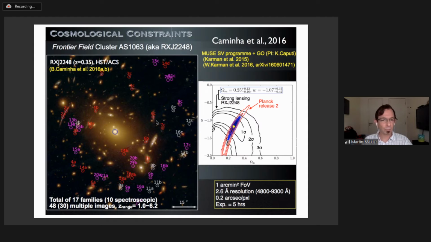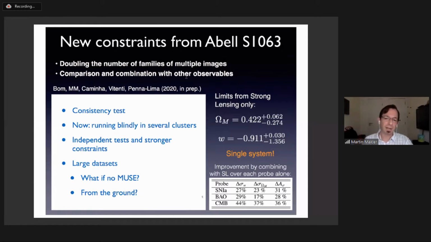What we do here is consider a more extensive set of sources, so we are able to do a more detailed modeling of this galaxy cluster, and we are able to set constraints. In this case, we assume a flat universe with a constant equation of state. So these are the constraints that we obtain solely from the analysis of a single cluster using strong lensing.